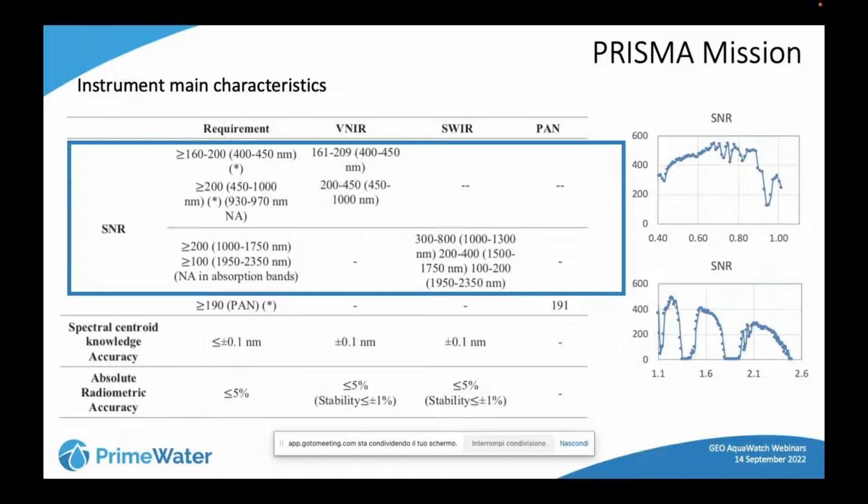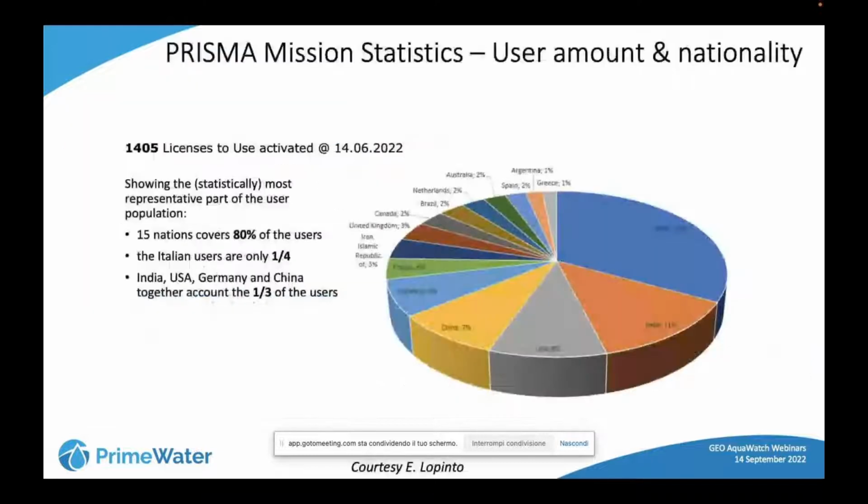So those are the nominal signal to noise ratios from the visible to the shortwave infrared. In particular, in the visible to near infrared range, which is the one most used for aquatic applications, those data, we will see later on, are comparable to those of the Sentinel-2 missions, which is actually rather well used also for aquatic applications.